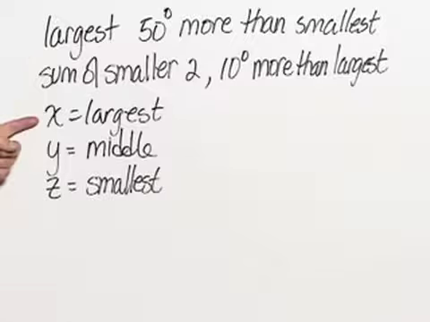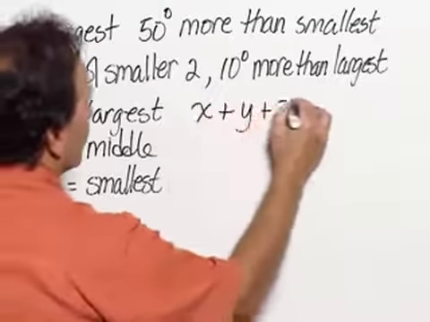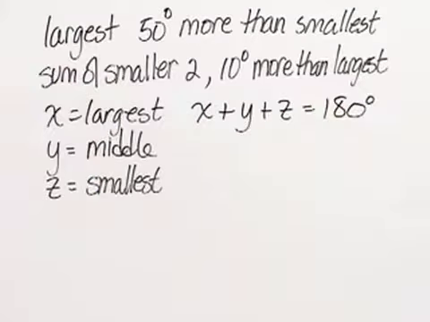I've also said let's let x equal the largest, y equal the middle, and z equal the smallest angle. What we need to remember is, first, that the three angles of a triangle add up to 180 degrees. And therefore, we can write our first equation, x plus y plus z equals 180 degrees.